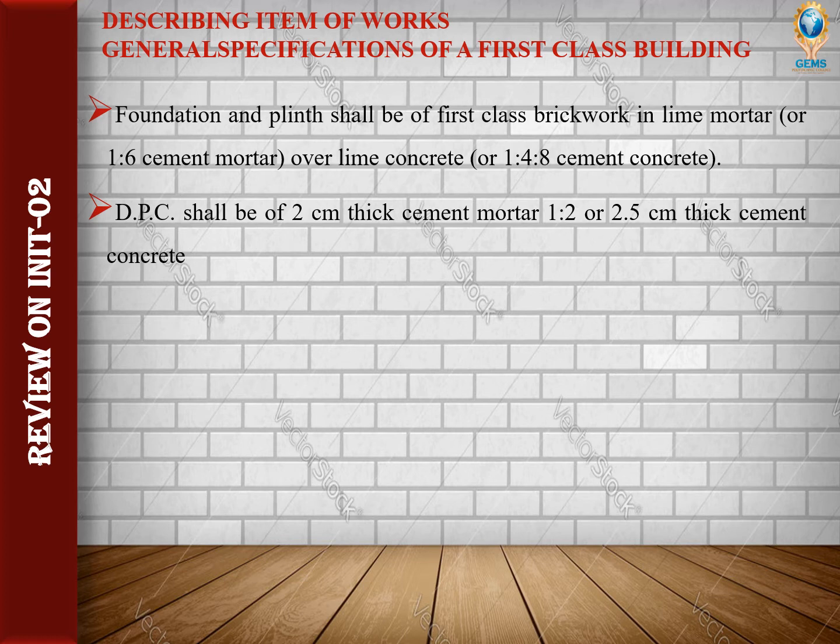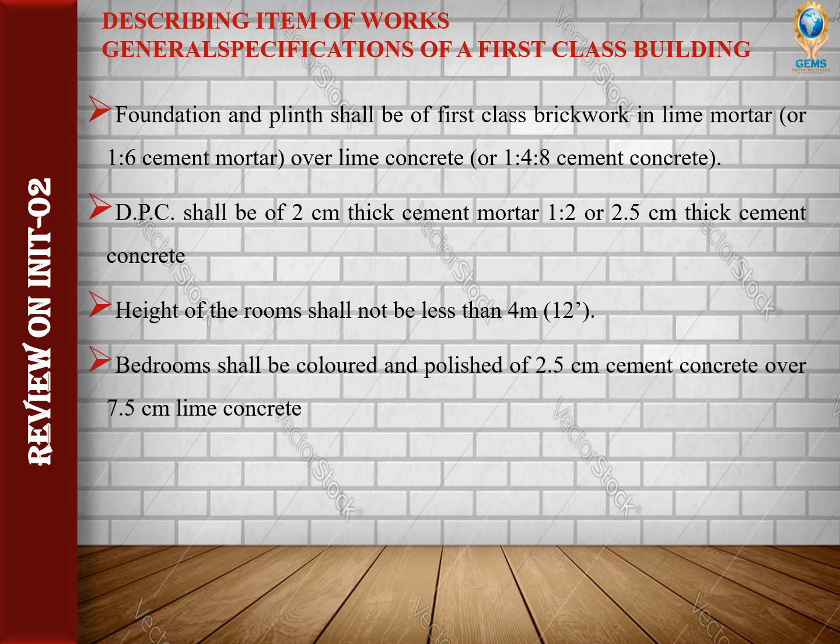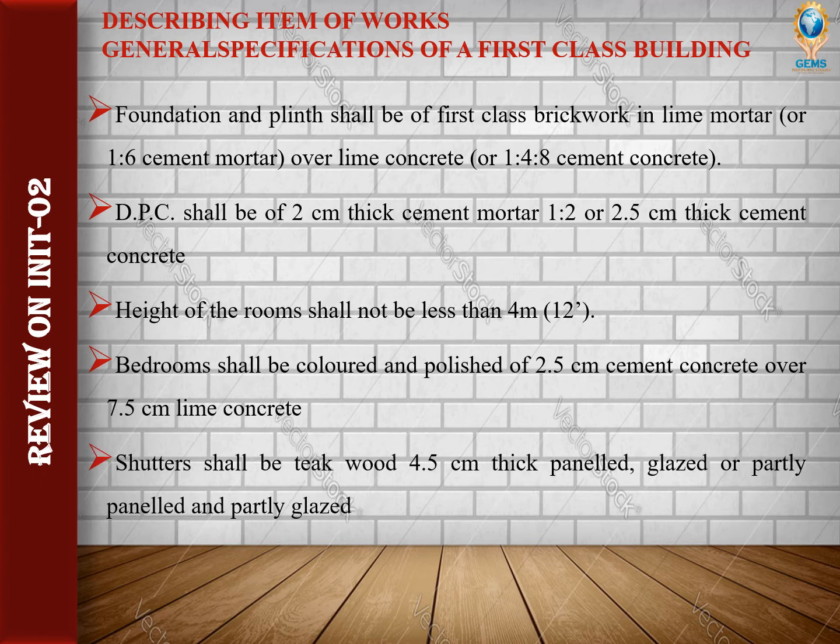Then the second one is DPC. In a first class building the DPC shall be of 2 centimeter thick cement mortar. Then the height of the rooms shall not be less than 4 meters. In the case of bedrooms, the floor shall be colored and polished with 2.5 centimeter cement concrete over 7.5 centimeter lime concrete. Then the window shutters shall be teak wood, 4.5 centimeter thick, paneled, glazed, or partly paneled and partly glazed.